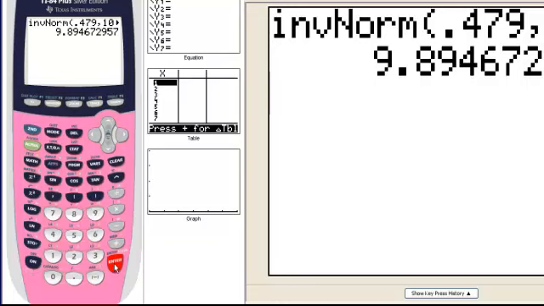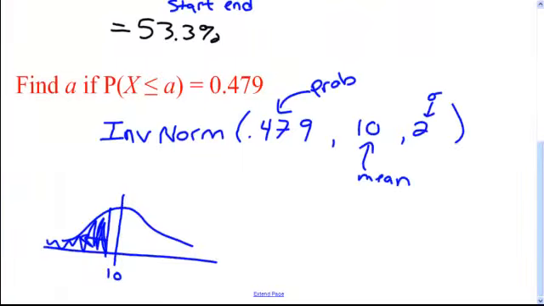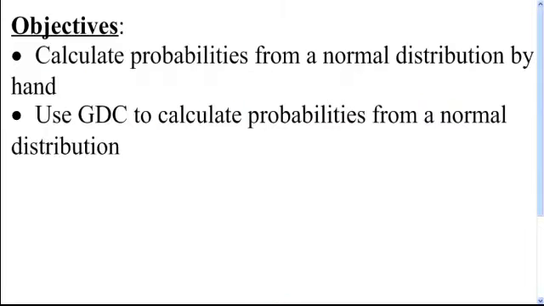And it gives me 9.89467, etc. So this gives me 9.89, which should make sense. It just has to be below 10 because it's just less than 50%. So we just looked at finding our probabilities for continuous using normal distributions by hand and then on your graphing calculator.